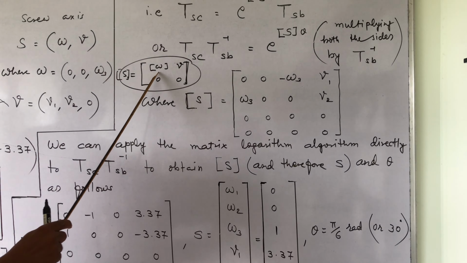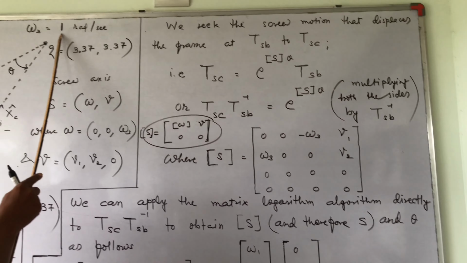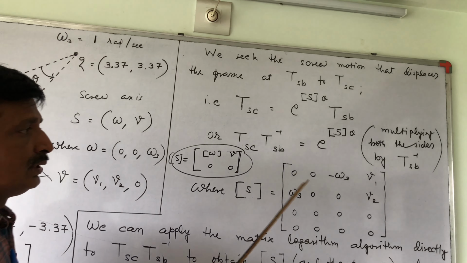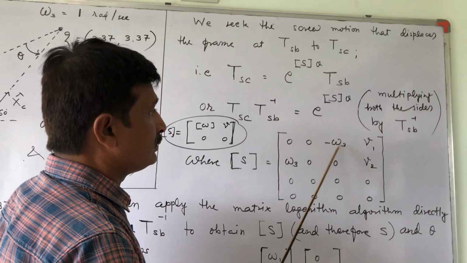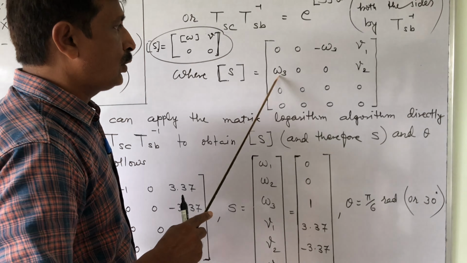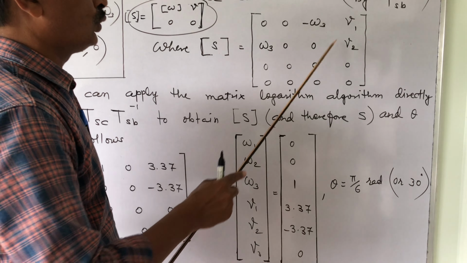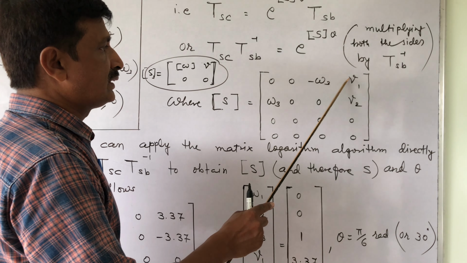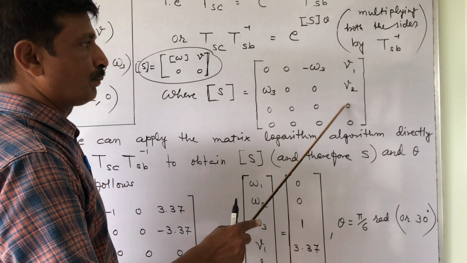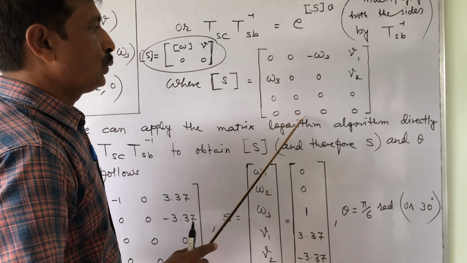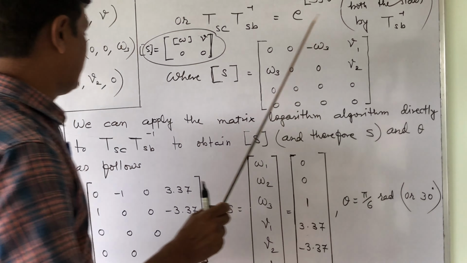So this is the skew symmetric of omega, or omega is what? 0, 0, 1. So skew symmetric. The Z component is omega 3, which is 1. So 0, 0 minus omega 3, 0, 0, 0, 0, 0. This is the skew symmetric of 0, 0, omega 3. And this is the linear velocity V1, V2, 0. X component, Y component, Z component is not that. So 0, 0, 0. It is from the geometry.